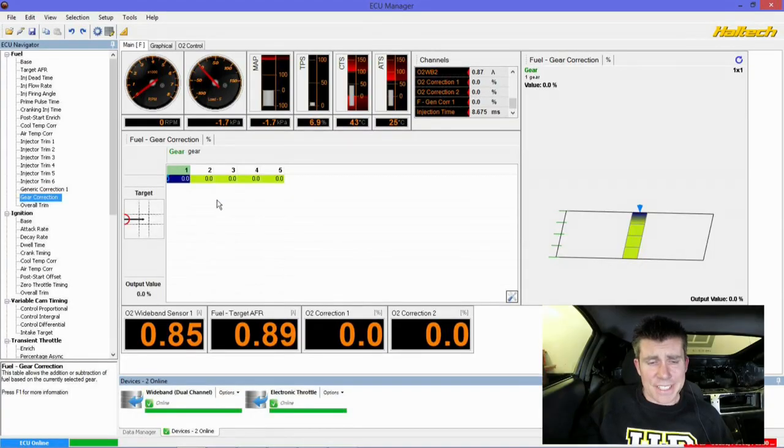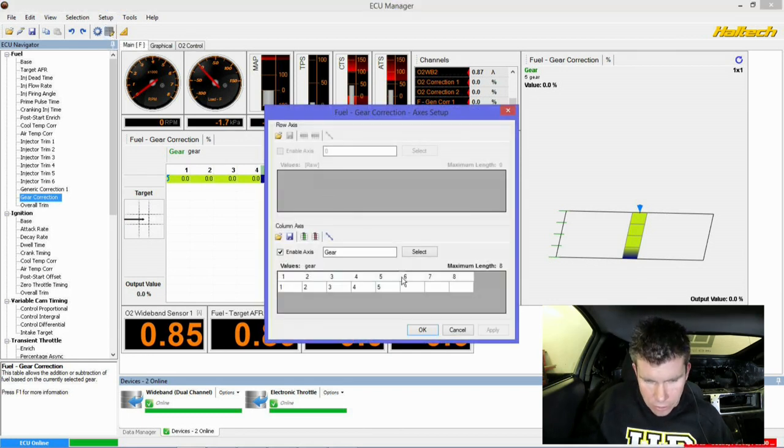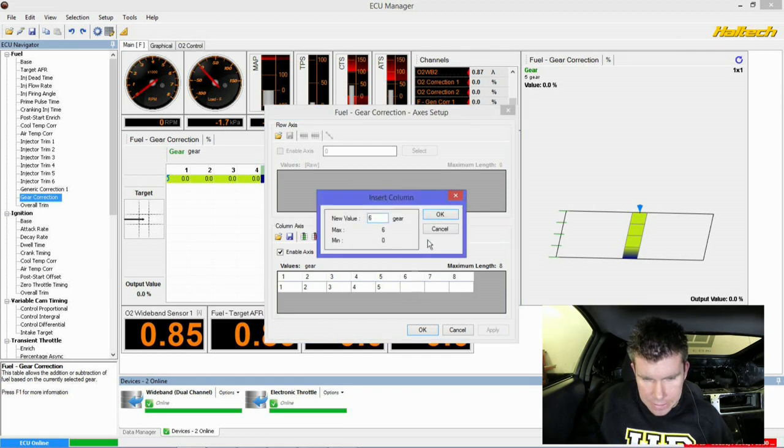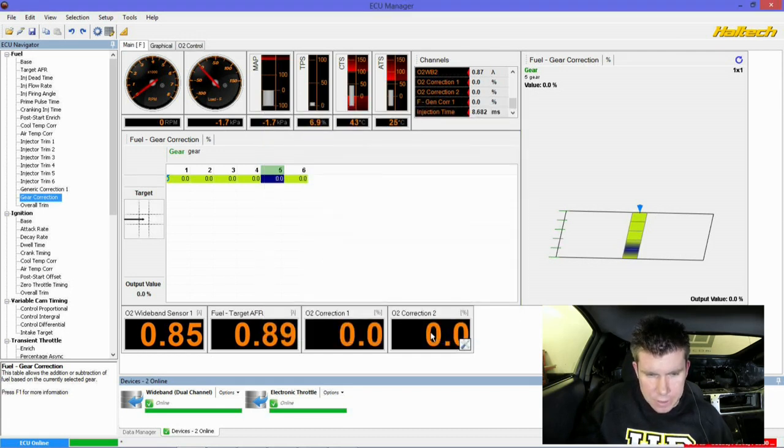First of all, under the fueling tables, we've got our gear correction. So this is pretty easy, really. We've got our gear positions. In this case, we've got it set up with 5, although we could easily add 6 as well for our 6-speed transmission. So let's say, for argument's sake, I'm pretty happy with the tune that I've got in the ECU.